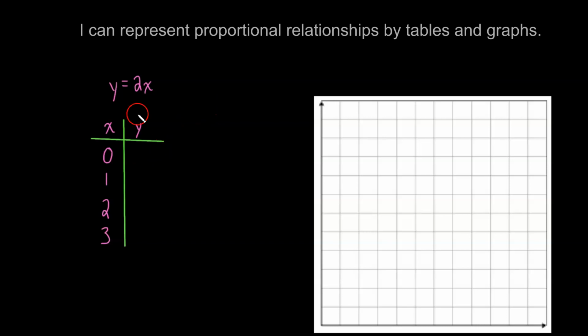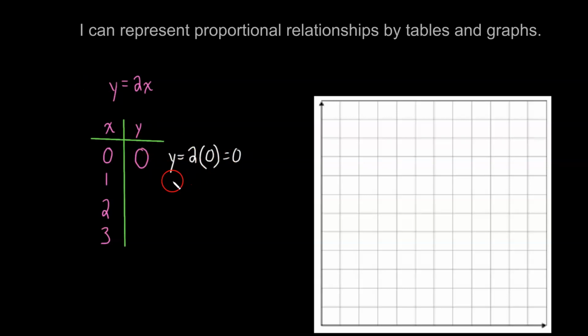So right here, I'll do it right off to the side. We'll get y is equal to 2 times x. And I'm going to substitute 0 in for x because x is equal to 0. So we're just evaluating this equation over here. Okay, so 2 times 0 is indeed 0. So y is equal to 0. So we put 0 in right here in this table.